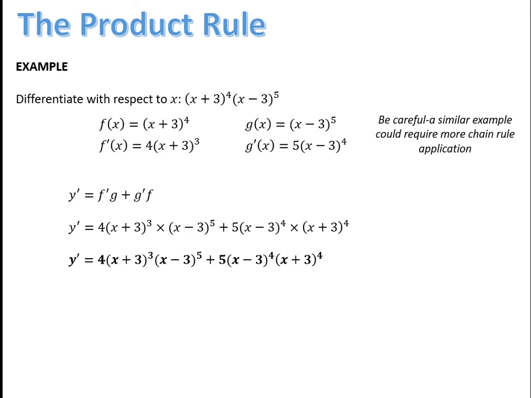So if I try and do this in my head, the answer might be something like x plus 3 to the power of 3 times x minus 3 to the power of 4, and then open up the brackets: 4 bracket x minus 3 plus 5 bracket x plus 3, close bracket. And to be honest, you can simplify that a little bit, but I am happy for you to leave it just like this. Right.